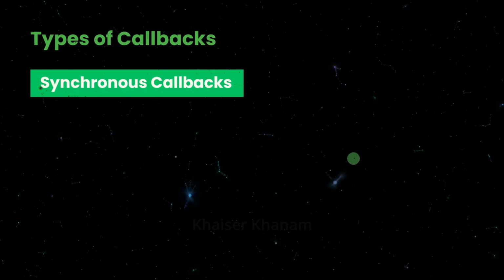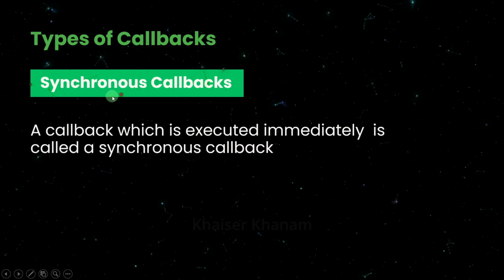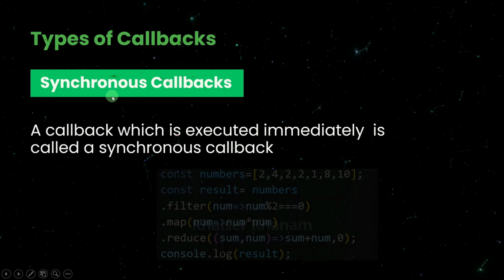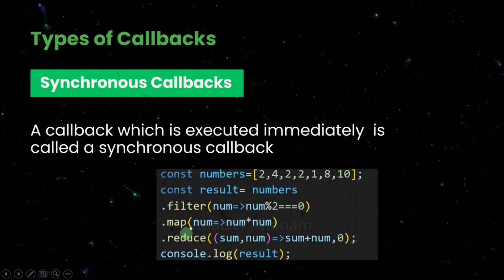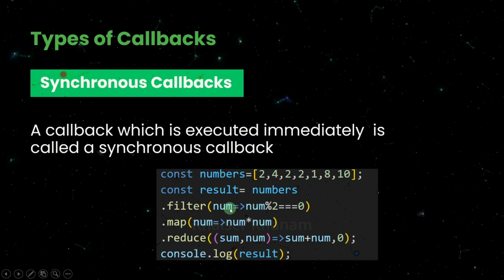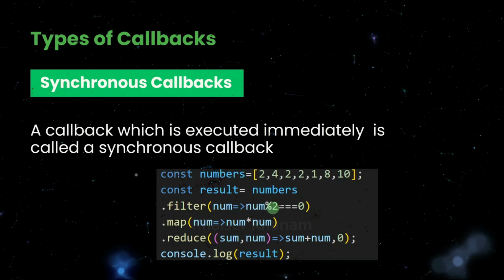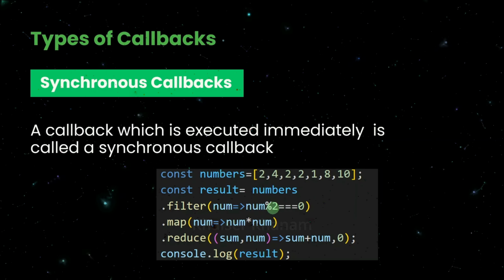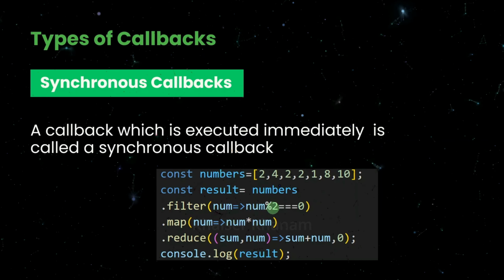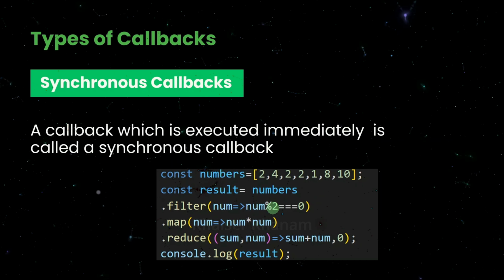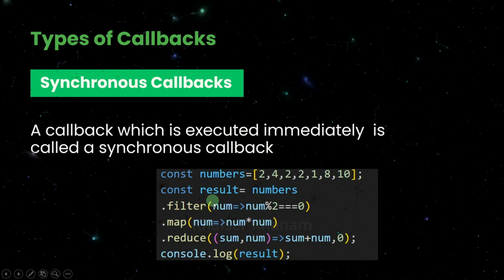First, we have synchronous callback, and this callback is executed immediately. So this is called as synchronous callback. For example, we have array filter method, map method, reduce method, and inside that we will be passing callback function, and they are just going to execute immediately as soon as we run the application. It is not going to wait for some processing. It will not be running in the background. As soon as these methods are called, these functions are going to execute immediately.